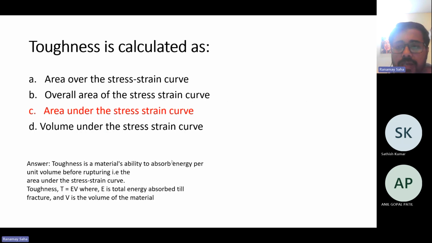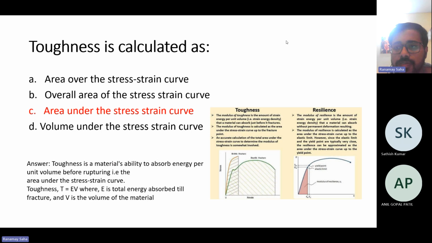Following that, we have a question regarding toughness. Discussed resilience in the other class. So toughness is actually the amount of strain energy which is absorbed by the material before it fractures, and at the same time, resilience is something which happens only up to the elastic limit. So toughness overall, you can say, is the total area under the stress strain curve.